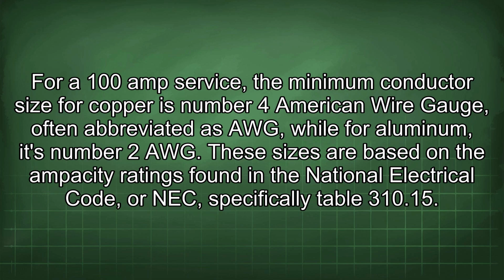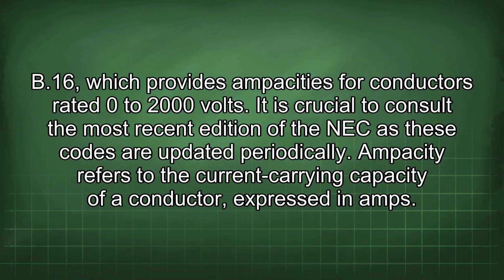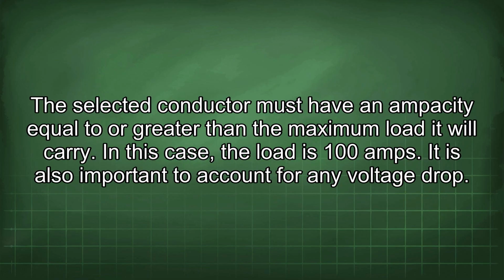These sizes are based on the ampacity ratings found in the National Electrical Code, or NEC, specifically Table 310.15(B)(16), which provides ampacities for conductors rated 0 to 2000 volts. It is crucial to consult the most recent edition of the NEC as these codes are updated periodically. Ampacity refers to the current carrying capacity of a conductor, expressed in amps. The selected conductor must have an ampacity equal to or greater than the maximum load it will carry. In this case, the load is 100 amps.